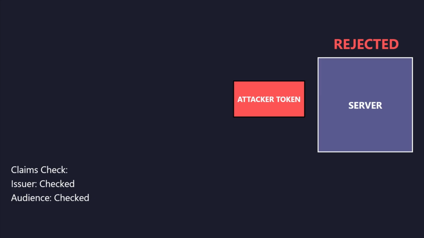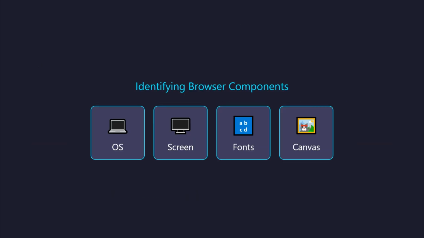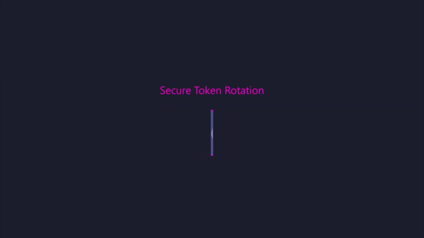Failing to check these allows attackers to use tokens from a different environment or a completely different application to access your data. Keep your token payload small to reduce network overhead. Large tokens are sent with every hypertext transfer protocol request, which can add significant latency to high-frequency application programming interface calls. Browser fingerprinting can be used as an additional check during token rotation.